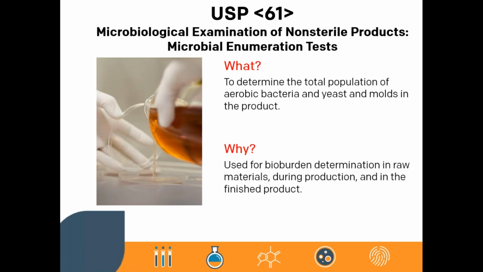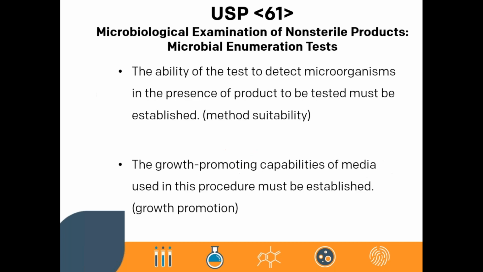Okay. USP 61. Really, I call it bioburden, and it's the microbial limit. It's really the total TAMC, which stands for the total aerobic microbial counts, or the total yeast and mold count. USP 61 is an important test, and it's important to remember that you need to conduct both method suitability and growth promotion when conducting a USP 61.